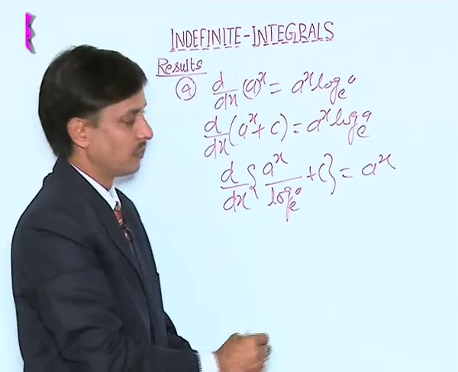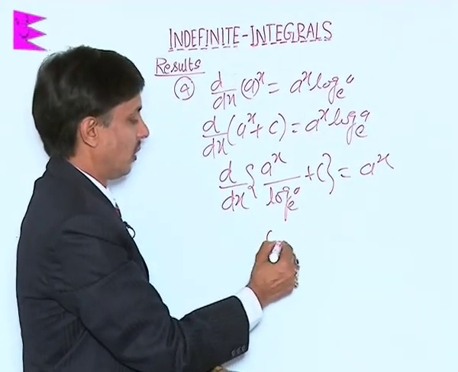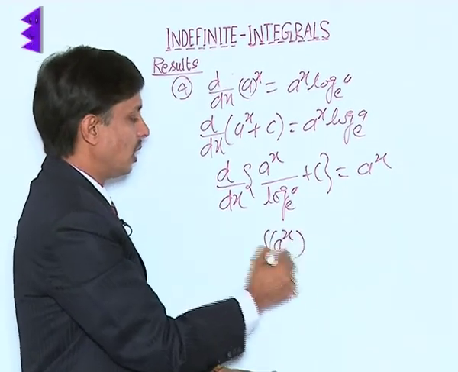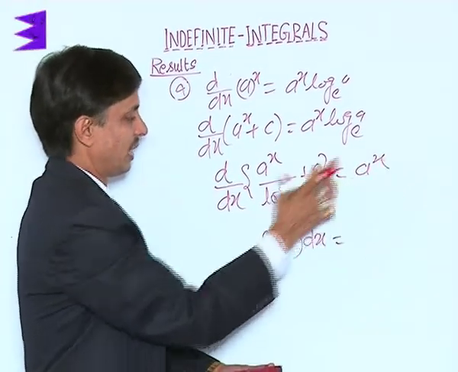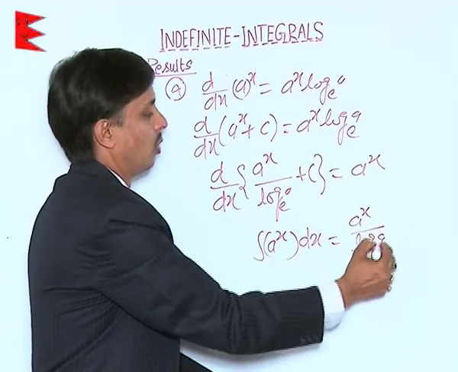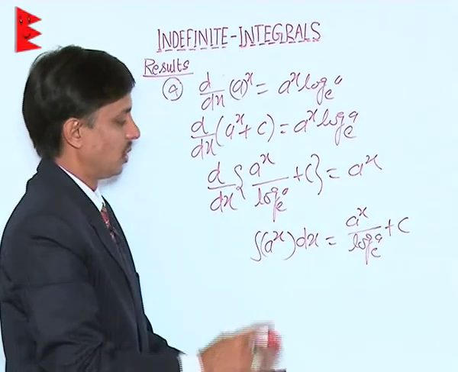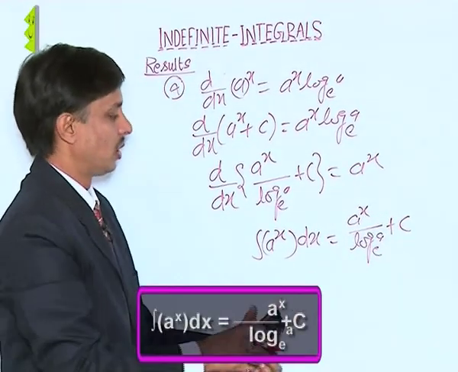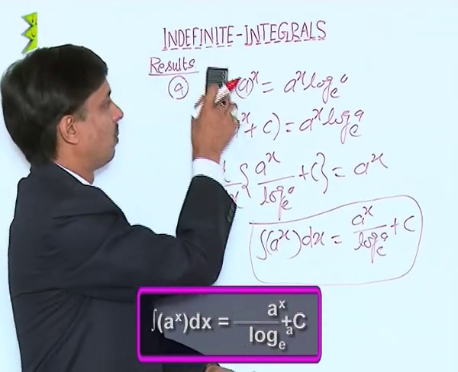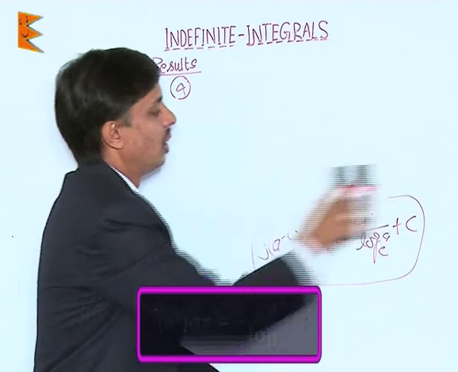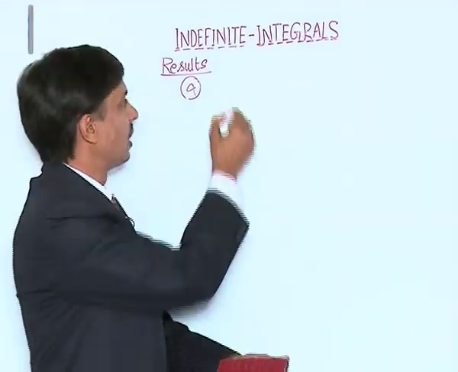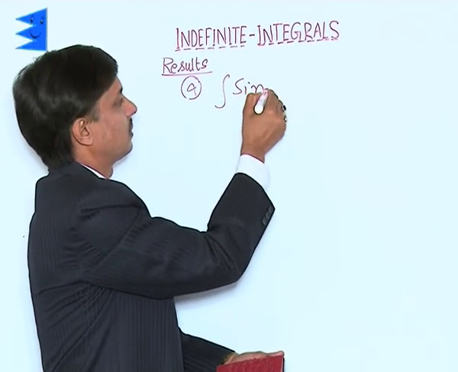It is a to the power x. So what we can conclude is that the integration of a to the power x is a to the power x upon log a e plus c. This is the fourth result, a very important result, which will be used while we solve the problems of integration. Now I want to discuss with you the next result, that is the trigonometric integration of sin x.